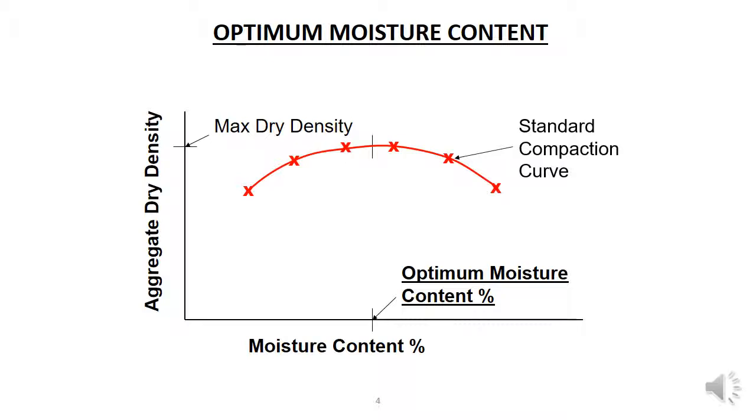So there is a peak in the middle where we obtain the maximum dry density and hence the strongest aggregate layer. The moisture content is called the optimum moisture content, and that is what we want the aggregate to be at when we compact it. The dry density at that point is called the maximum dry density, and that is what we can expect the aggregate to be able to compact down to.